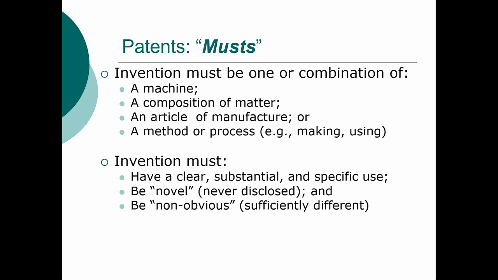It must also have a clear, substantial, and specific use. If all you do is say, I invented this wonderful new chemical, that's nice. What does it do? And if you can't articulate how the public could actually use it, you're not going to get a patent. But if you can say this chemical is useful for treating breast cancer, now you have something. And it doesn't necessarily matter if you don't have every possible use identified in your patent, but you must have at least one specific substantial use.